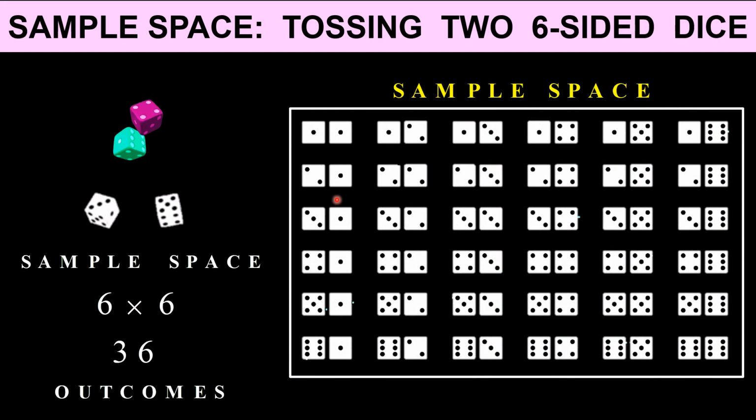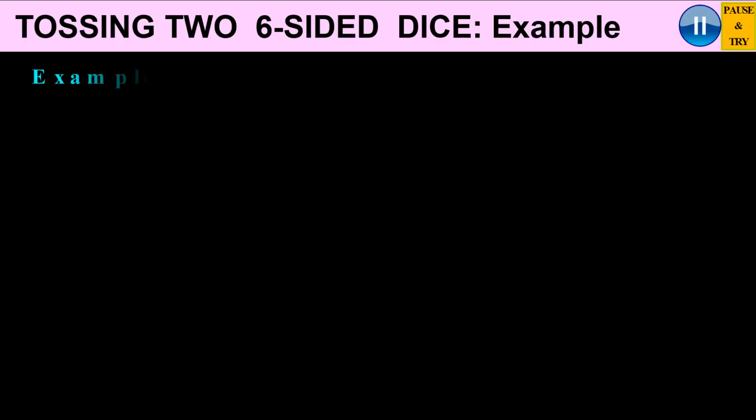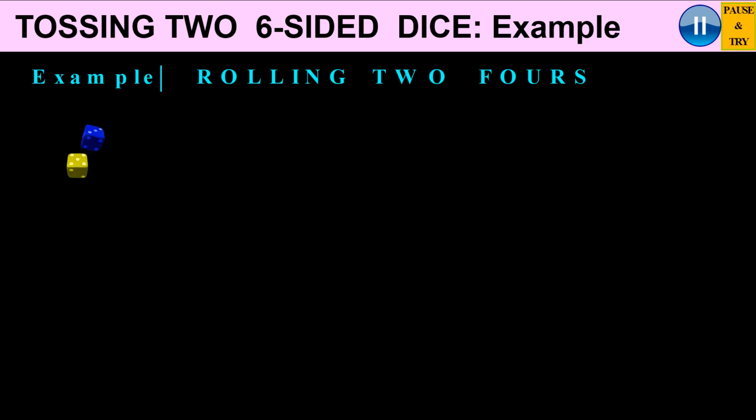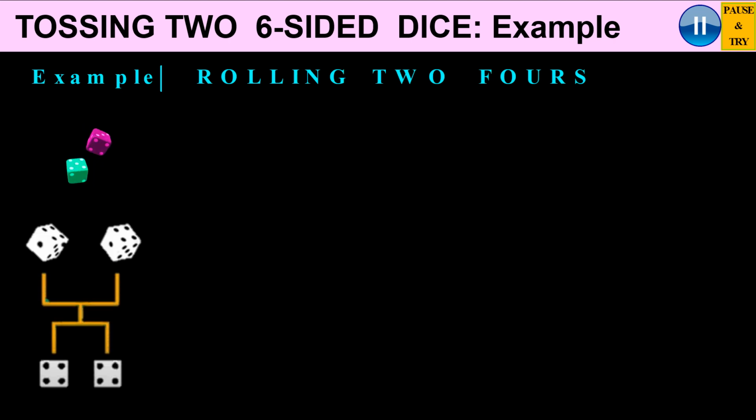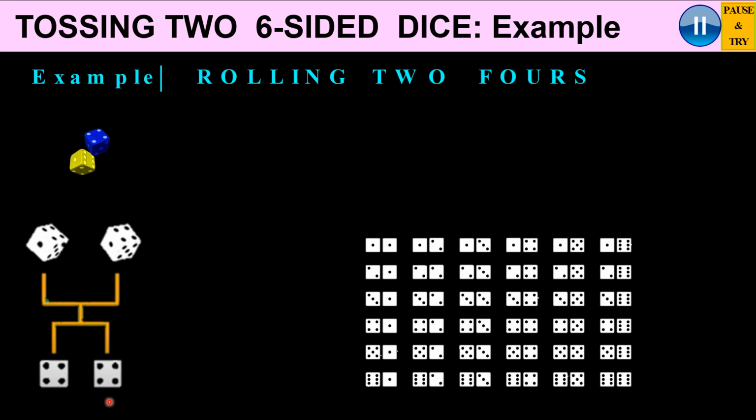Now let's go back to my actual dice there. There's my sample space that I have. And this is the sample space we're going to use if we toss two fair six-sided dice. Now let's look at an example where we want to toss two fair six-sided dice, right? But we want to roll two 4s. So what's the probability of getting two 4s? There we have two dice being tossed, and we want the outcome to be two 4s.